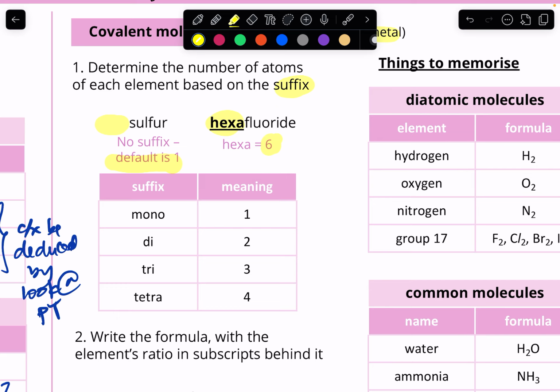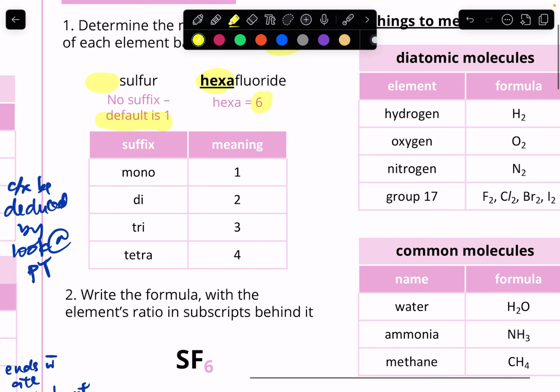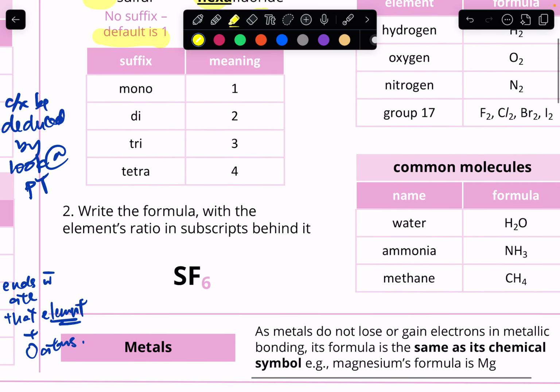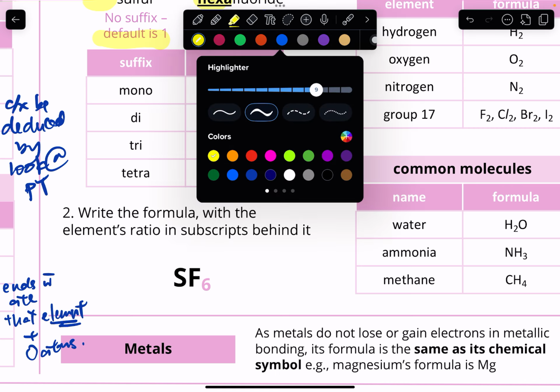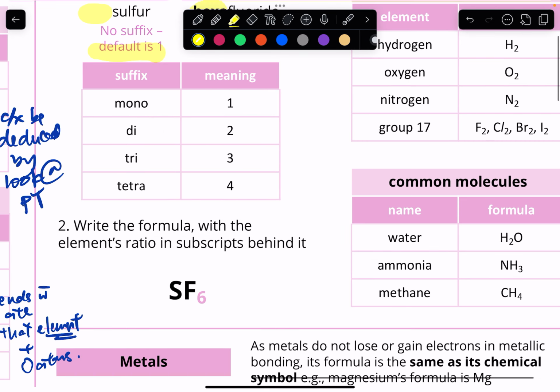Okay, so here are some of the prefixes and their meaning. So sometimes the mono is written for the second element. Say carbon monoxide. So there's 1 carbon and 1 oxygen. Or carbon dioxide means that there's 1 carbon and 2 oxygen. Okay, tetra means 4. Then simply we just write the formula with the elements' ratio in subscripts behind it.